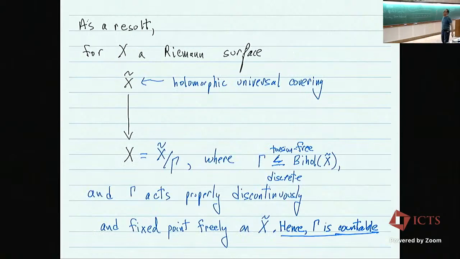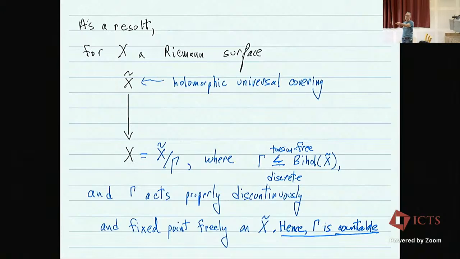Using this, you could talk about Riemann surfaces in the following way. Suppose we start with a Riemann surface X. Via covering space theory, X can be thought of as the holomorphic universal cover of this Riemann surface, modded out by a group. Let's call that group gamma. You don't want fixed points, so you take out torsion, so you want gamma to be torsion-free, and it's a discrete subgroup of the biholomorphic mappings of the universal cover. And gamma acts properly discontinuously on that universal cover.